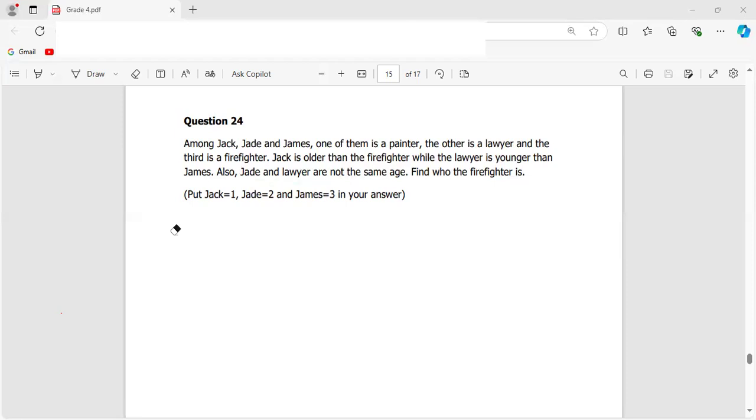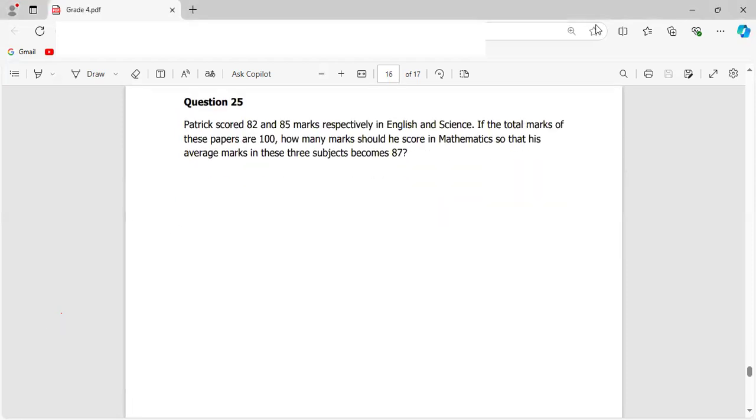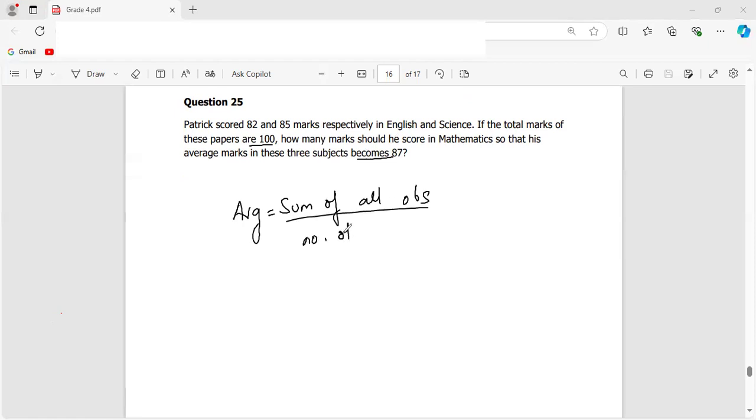So let's move on to the last question. Patrick scored 82 and 85 marks respectively in English and science. If the total marks of these papers were 100, how many marks should he score in mathematics so that the average marks in these 3 subjects becomes 87? So the formula for average is sum of all observations over number of observations.